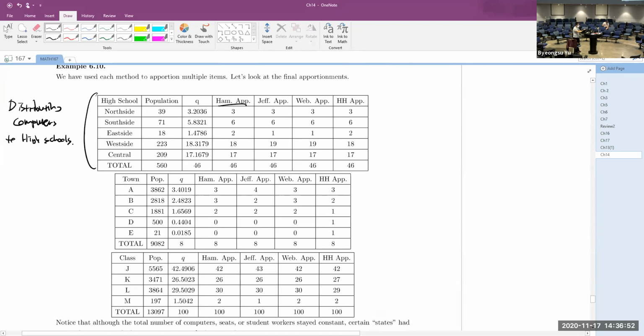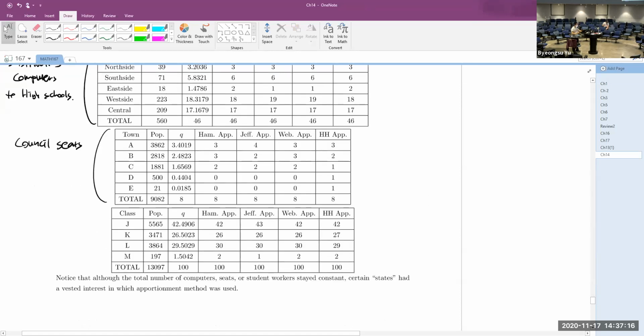And this HAM app means Hamiltonian method, Hamiltonian apportionment, and JAP app means Jefferson apportionment. Web app means Webster apportionment. Then this HH app means Hill-Huntington apportionment. And the next one is just distributing the council seats to each town. And the last one is distributing the student workers, right? For each method.